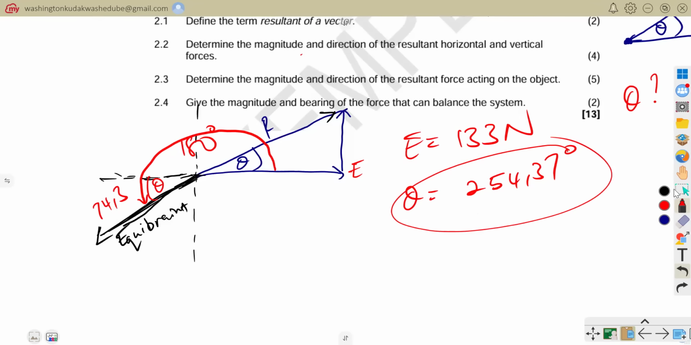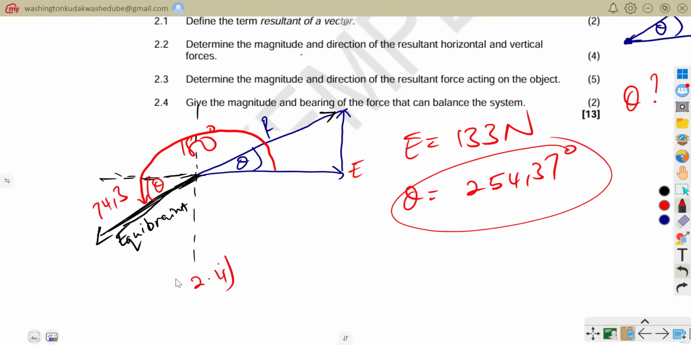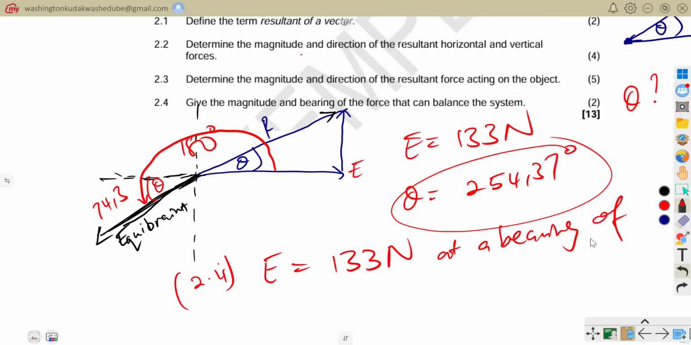That is what you were just going to say there. So at some point you would come and say, when you're answering 2.4, the equilibriant E would be equal to 133 newtons at a bearing of 254.37 degrees. That is what you just have to do there.